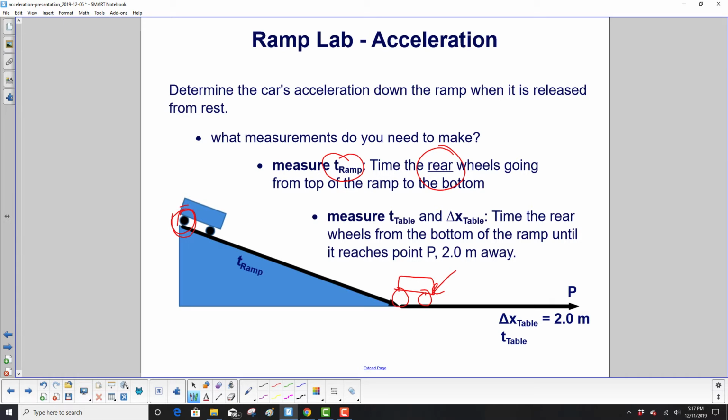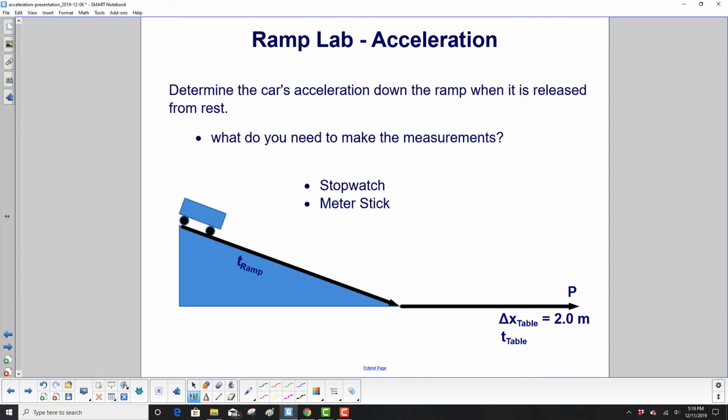Then measure time on the table, which again will measure the rear wheels from the bottom of the ramp right here until it reaches a point 2 meters away. So there's the rear wheels. The front of the car will actually be beyond the 2 meters, but the rear wheels would be right at 2 meters. And so our delta X table will be 2 meters, and time table will be whatever we measure.